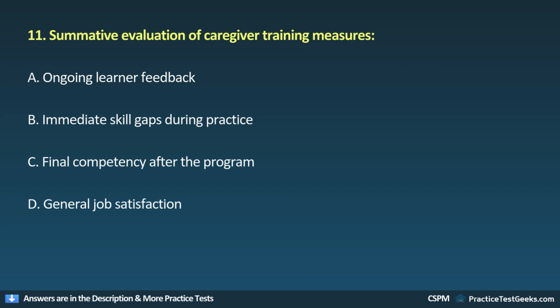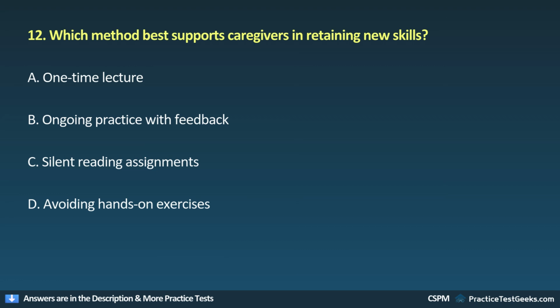11. Summative evaluation of caregiver training measures A. Ongoing learner feedback. B. Immediate skill gaps during practice. C. Final competency after the program. D. General job satisfaction.